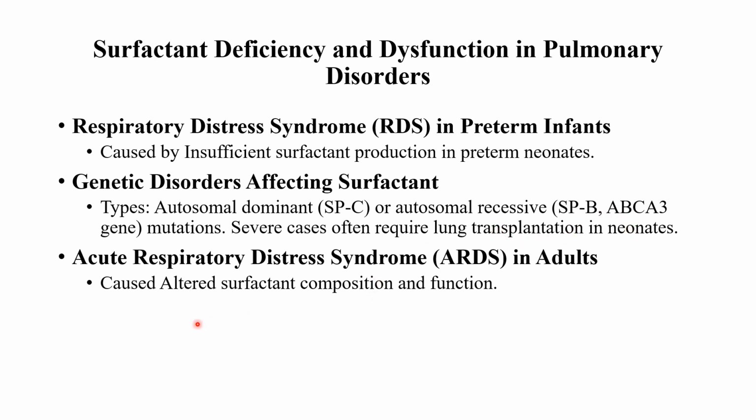neonates. And then in adults, we can have an acute respiratory distress syndrome, where we can have altered surfactant composition and function. Probably if an individual has been exposed to gases like sulfur dioxide, which can damage the surfactant, and so over a period of time, the individual fails to breathe because the surfactant has been interfered with and they have acute respiratory distress syndrome.